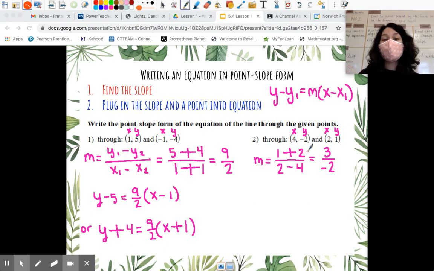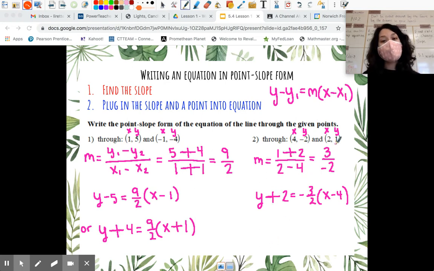And again, it doesn't matter which ordered pair I use to write my final equation. If I used the first one, here's what it would look like. Y minus my y value of negative 2 equals negative 3/2, parentheses, x minus 4. The only thing I can simplify here is that these double negatives turn into a plus.